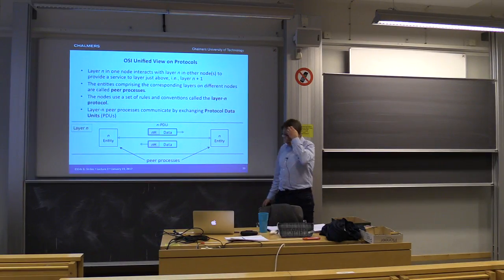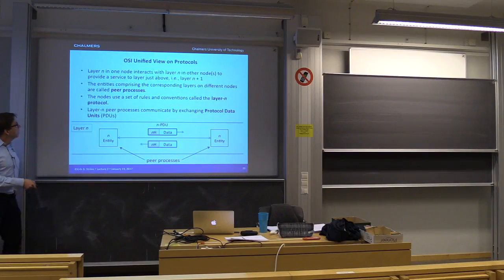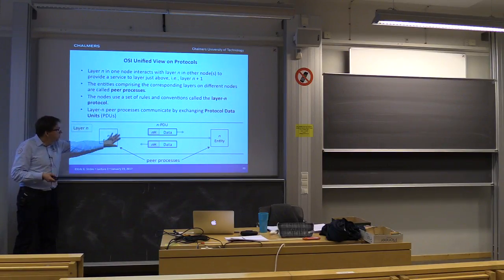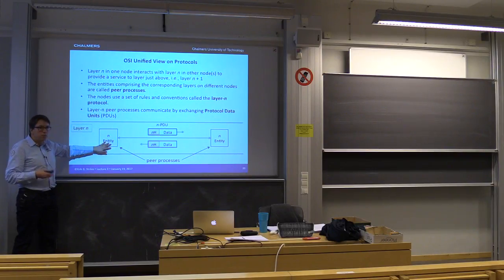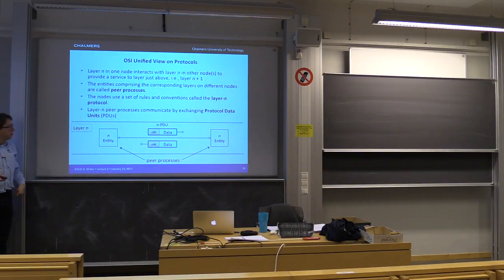Okay, so now OSI has this uniform view on a protocol layer. So let's talk about that. Layer N in a node interacts with layer N in some other node, or nodes actually, as we will see, to provide a service to the layer above it, that is layer N+1. The entities which are in these layers are called peer processes. So here at node A, there is some software being run, a software process. Let's call that an entity. And then it executes a protocol in this layer. And here we have another entity. These two entities, we call them peer processes, or peer entities. And these are communicating with each other. The nodes use rules and conventions called the layer N protocol.